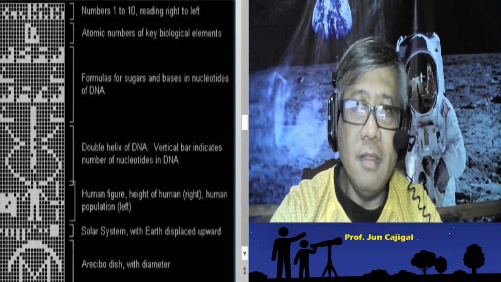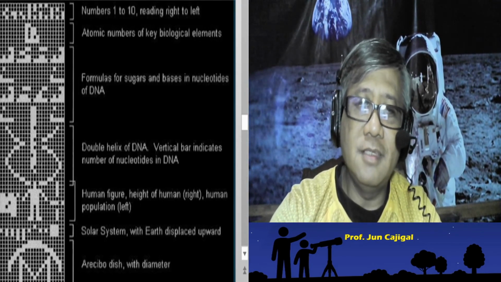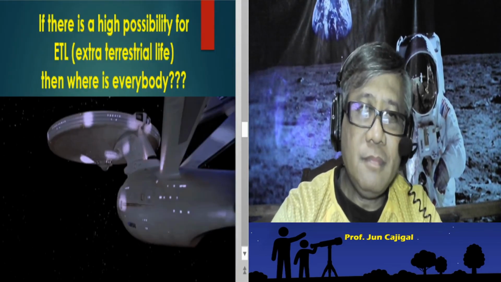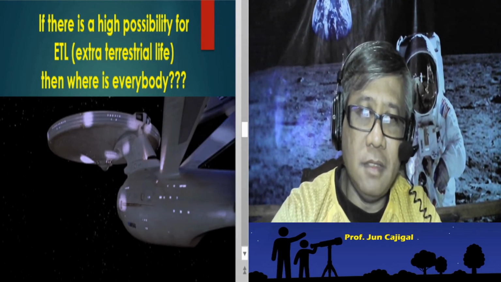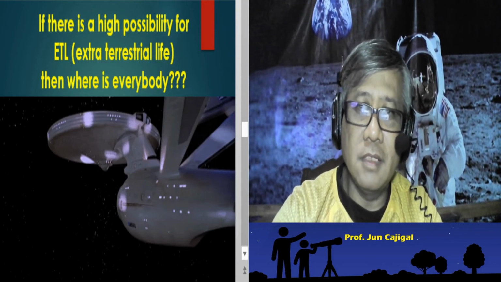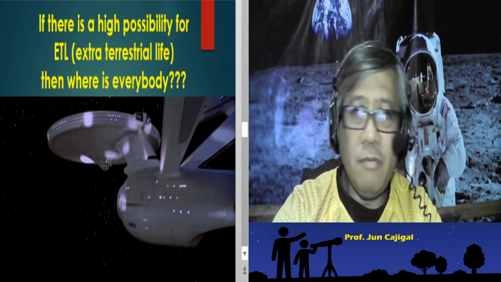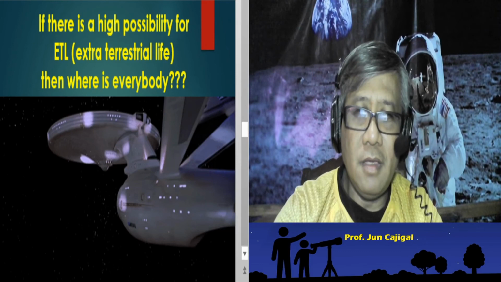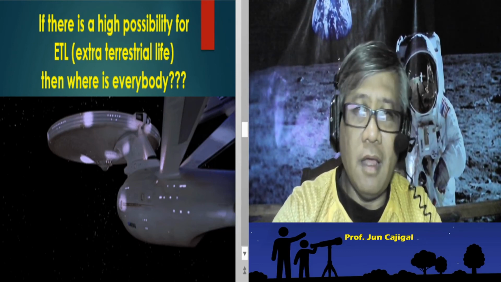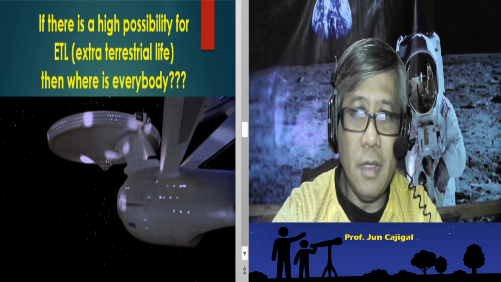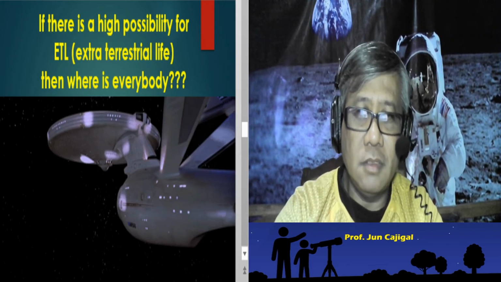Hopefully someone will reply. If someone replies, whoa, there are aliens. So, if there is a high possibility of extraterrestrial life, or aliens, where are they now? Where is everybody? Where are those aliens? Why haven't we seen any? There are speculations, like UFO sightings. Could that be it? We don't know. So, where's everybody? Where are those aliens?